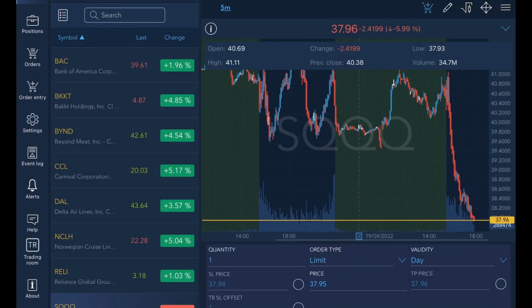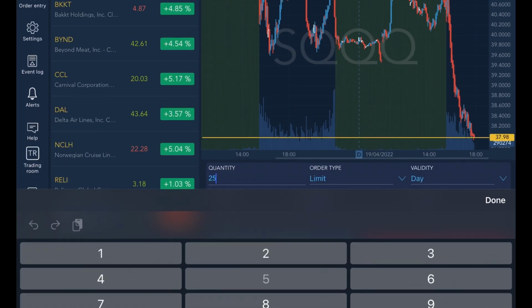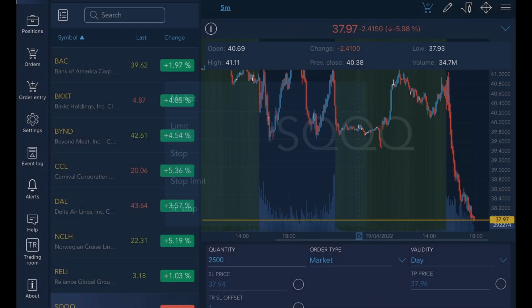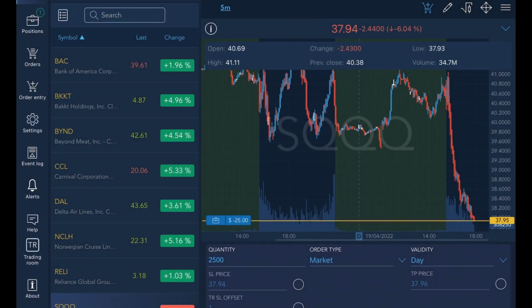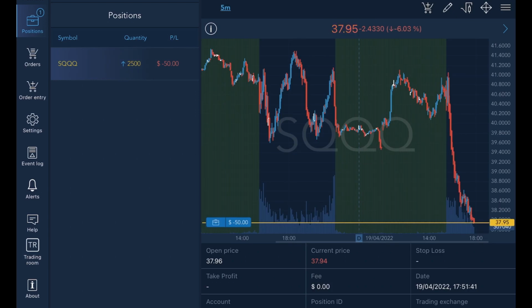Okay, so the market's been open for a considerable amount of time, but here's where it actually hit a major support level. I've been waiting. The market opened at 3:30 my time, so it's been a considerable amount of time. I went in with 2,500 lots. It didn't really hit too many major support levels on the way down.